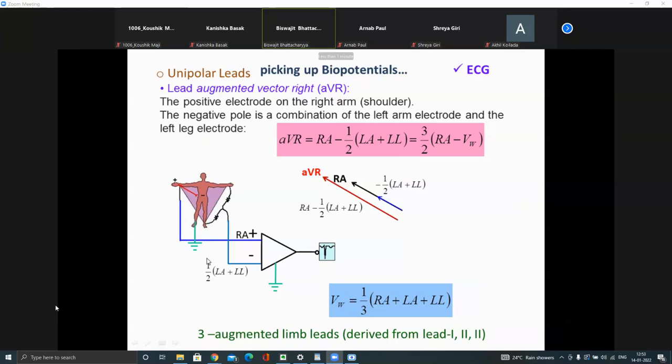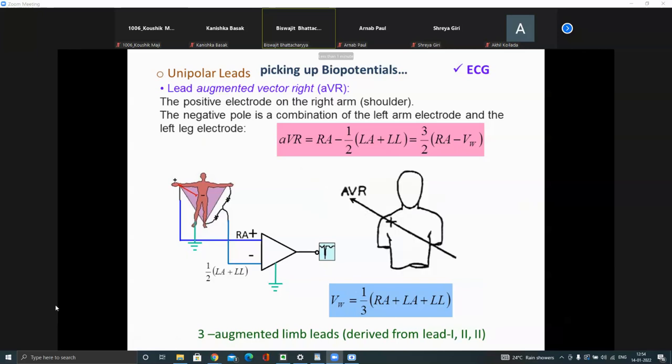If our connection is something like that. Clear? So our AVR direction is something like that particular way. Our heart voltage is pointed that way.